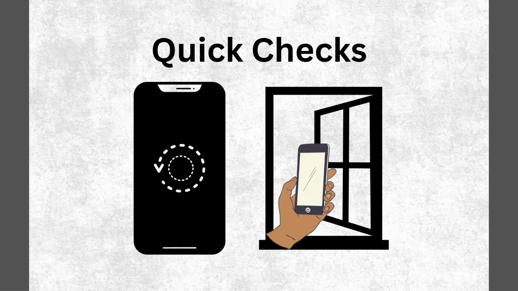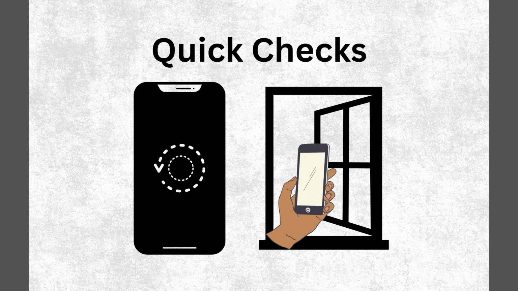First, it's important to start with a few quick checks. Often, a simple solution is the best one. Begin by restarting the Waze app. This means closing the app completely and then reopening it. If that doesn't help, try restarting your phone. A fresh reboot can eliminate minor glitches that might be interfering with the GPS functionality.